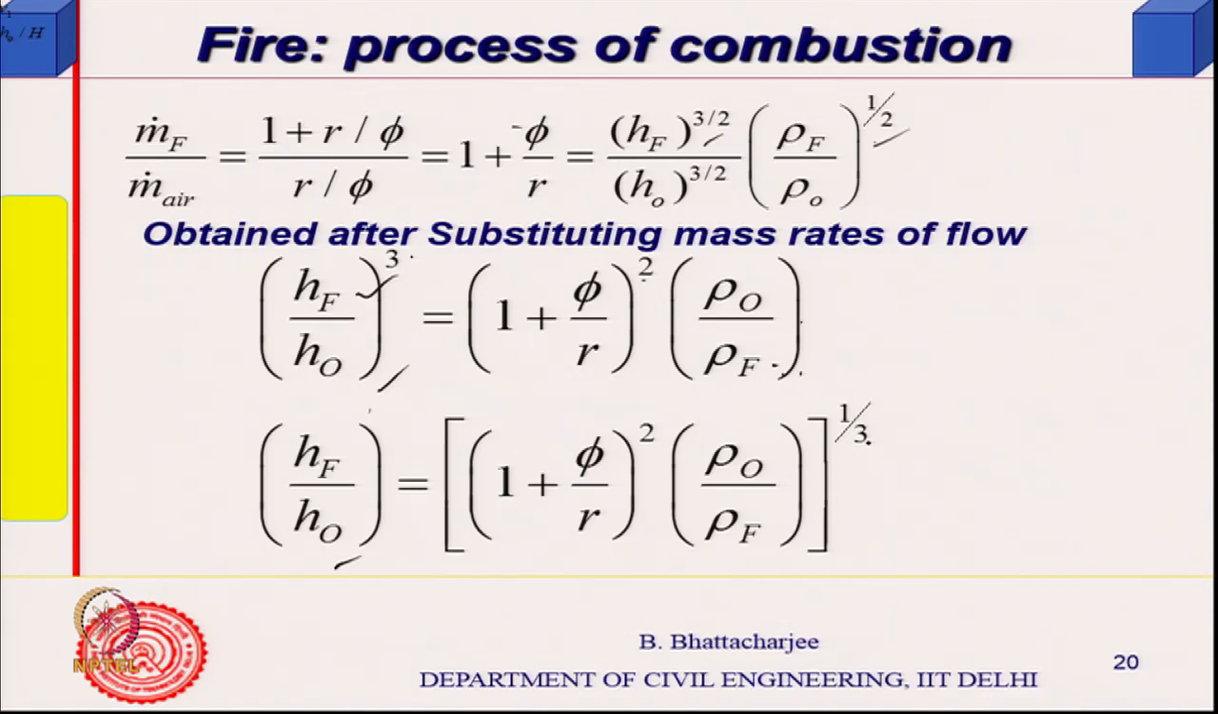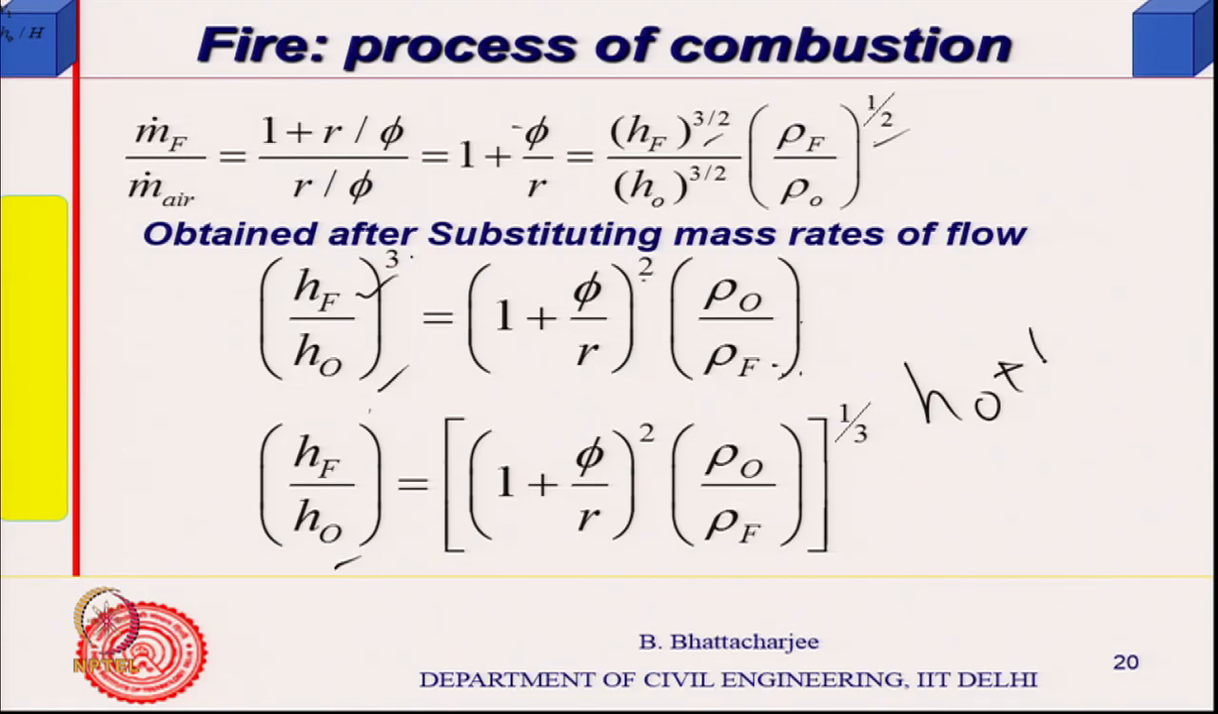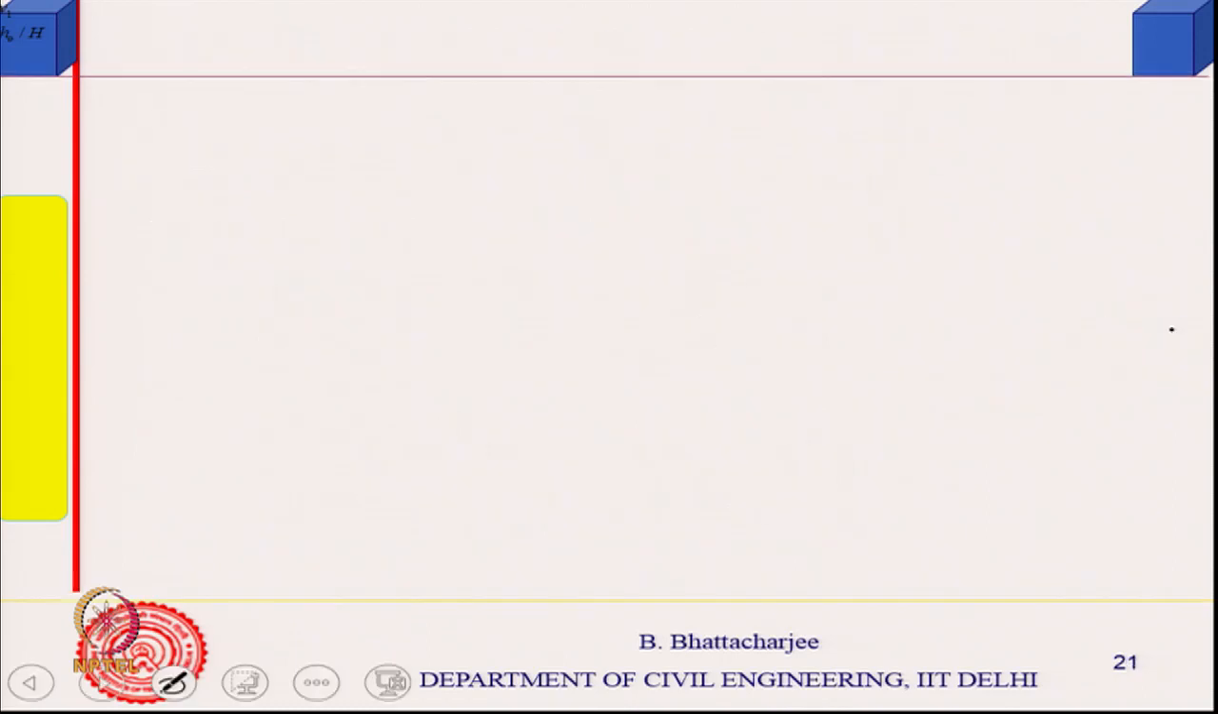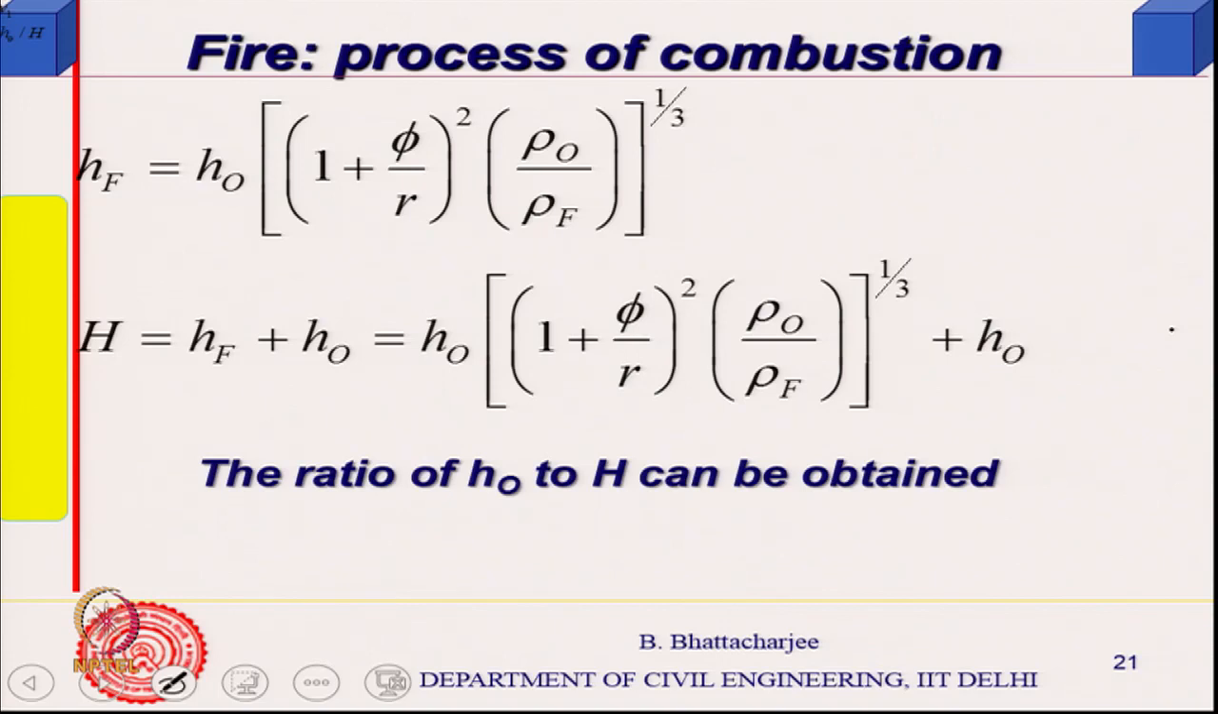I have another equation: H0 plus Hf is equal to capital H, the height of the window. So, I can replace everything in those terms. Hf can be written in terms of H0 like this, and H is equal to H0 plus Hf. So, I can write it in this manner. The ratio of H0 can be obtained, H by H0.